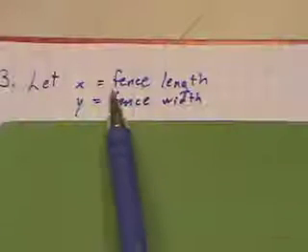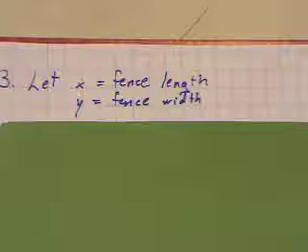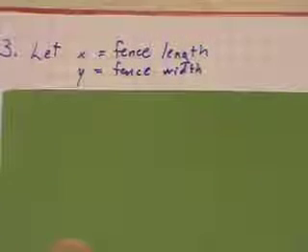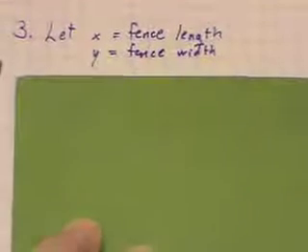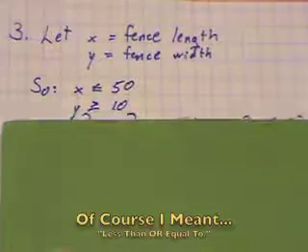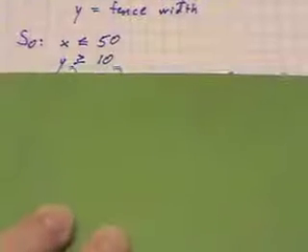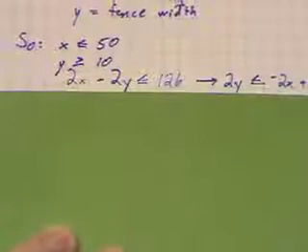Alright, I'm going to have X as my fence length and Y as my fence width. Of course, whatever variables you use are fine, just be consistent with them. We've got 3 equations. The first 2 are easy. X is less than 50. Y is greater than 10. The third one, hopefully didn't trip you up. You might be able to see my whiteout. I had to do it a couple times.